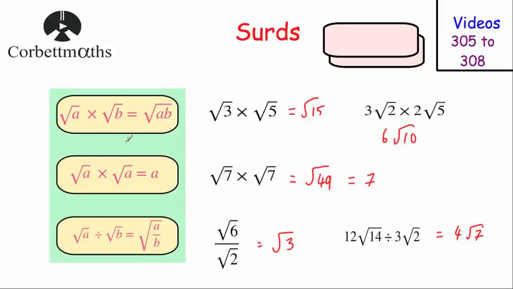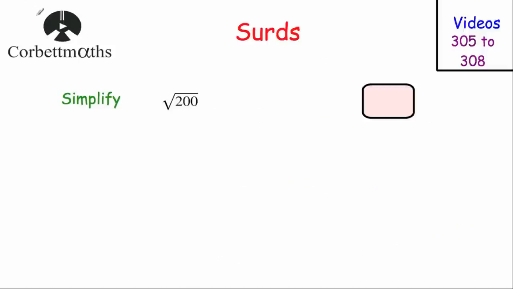So these are the laws of surds, and they're very important. You can multiply surds together, you can divide surds, and also if you've got something such as root A times root A, it's just A. Okay, let's have a look at our next topic.